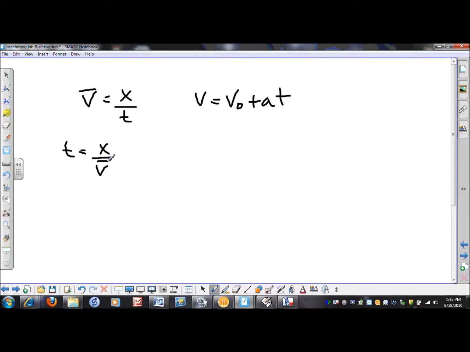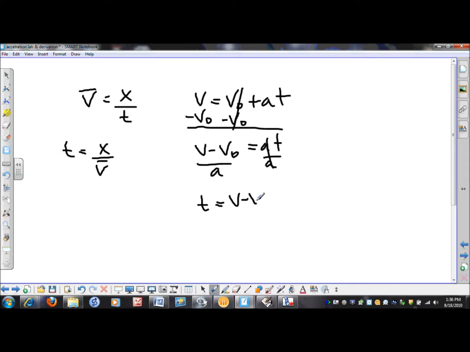Let's do the same thing over here. Get t by itself. Actually, first I have two terms, so I want to get the terms separated first. So I would take this term and subtract it from both sides. So I got v minus v naught equals at. Then I would divide by a. So I've got t equals v minus v naught over a, and t equals x over average velocity.